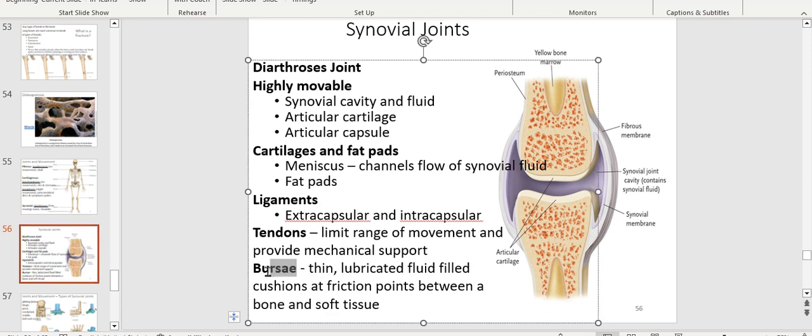Interesting there, the bursa. If you're scrubbing floors for a continuous amount of time, a thin, lubricated, fluid-filled cushion will be created, and that's this synovial fluid. If you're working on your knees a lot, you'll actually create a bursa that you'll be able to feel.